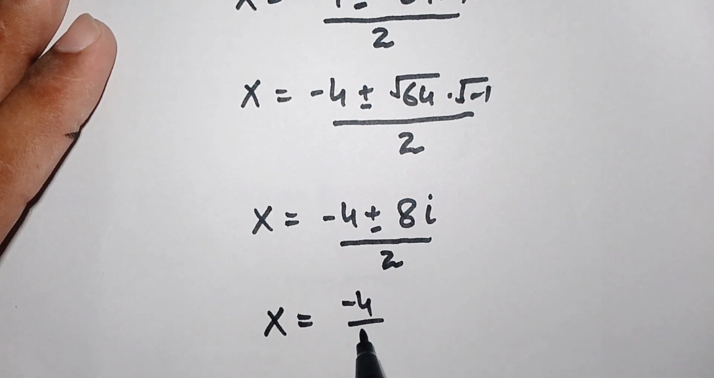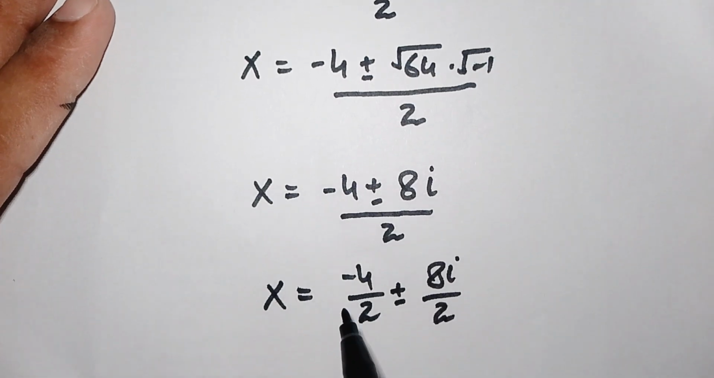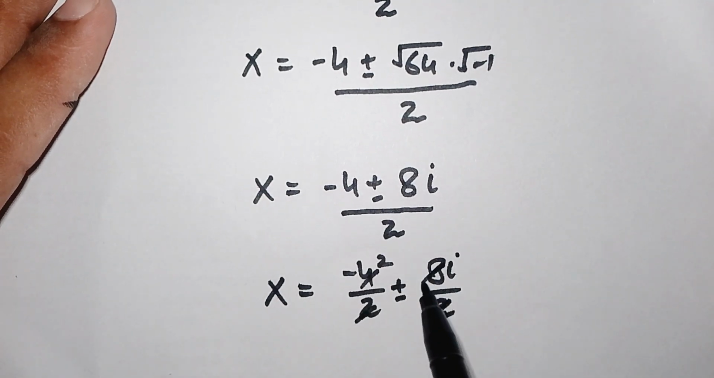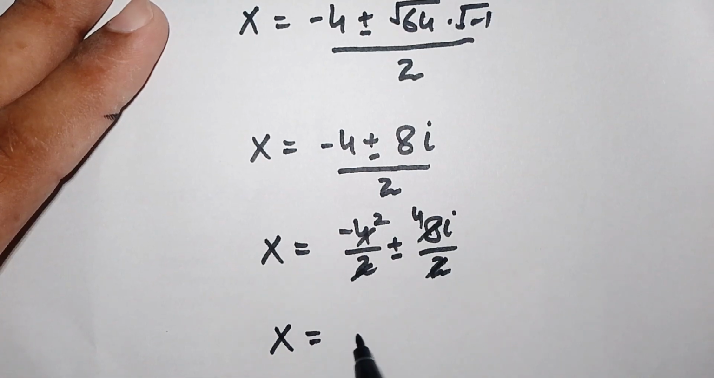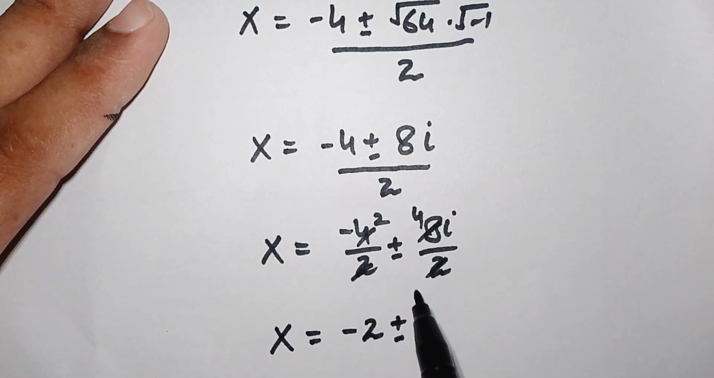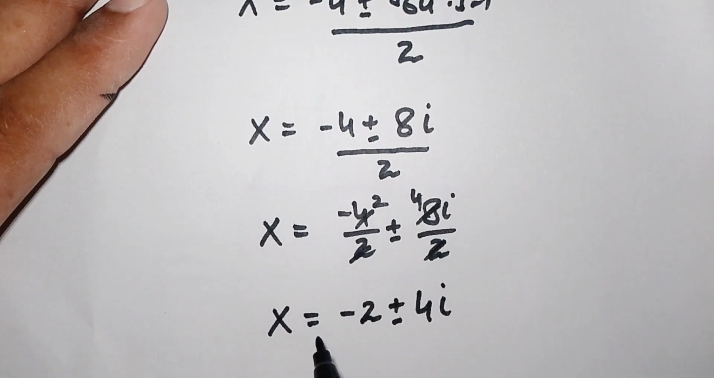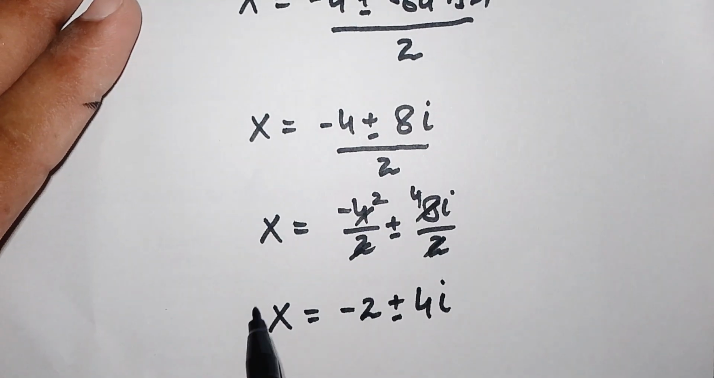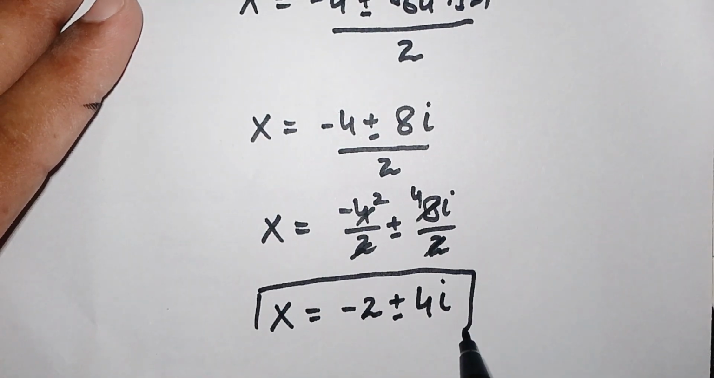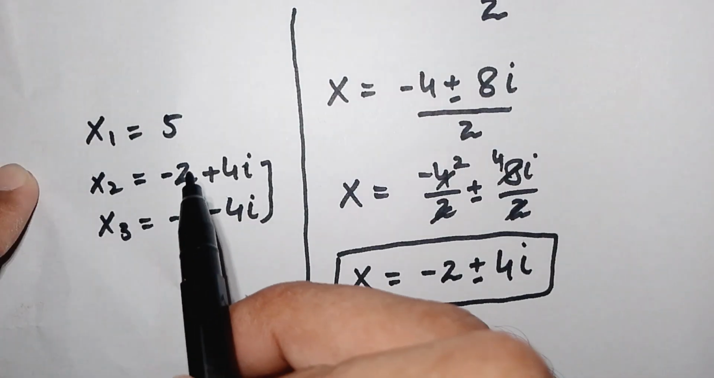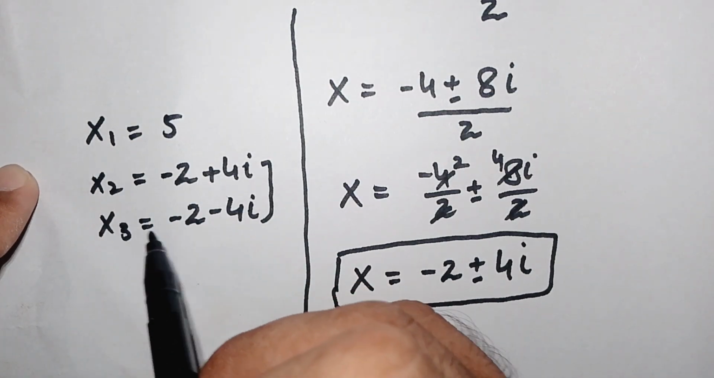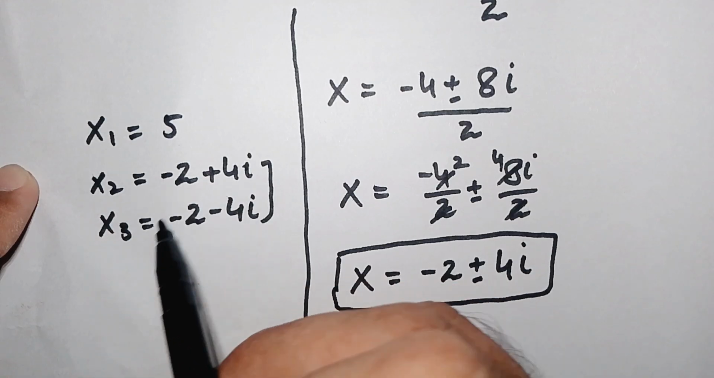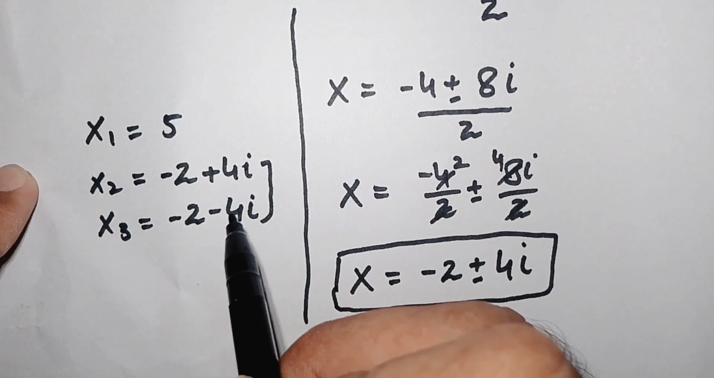Now in the next step, x is equal to minus 4 divided by 2 plus minus 8i divided by 2. 2 times 2 is equal to 4, 2 times 4 is equal to 8. So this will become x is equal to minus 2 plus minus 4i. So this is the complex solution of this interesting question. So from this question we obtain three values. The one is real value, that is equal to 5, and the two are the complex values, that is x2 is equal to minus 2 plus 4i, and x3 is equal to minus 2 minus 4i.